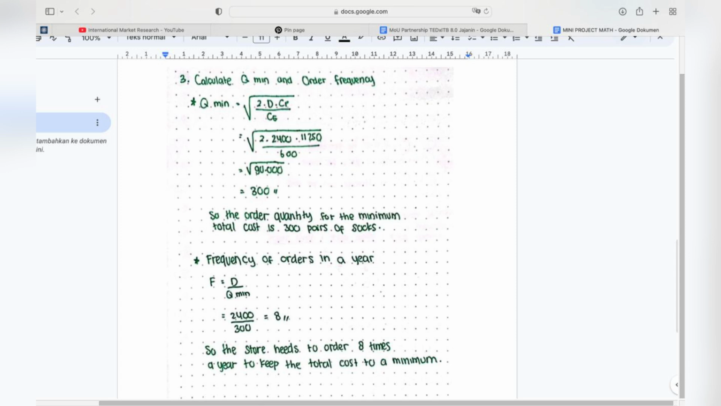So the order quantity for the minimum total cost is 300 pairs of socks. For the frequency of orders in a year, F equals D per Q min, which equals 2,400 per 300, which is equal to 8. So the store needs to order 8 times a year to keep the total cost to a minimum.